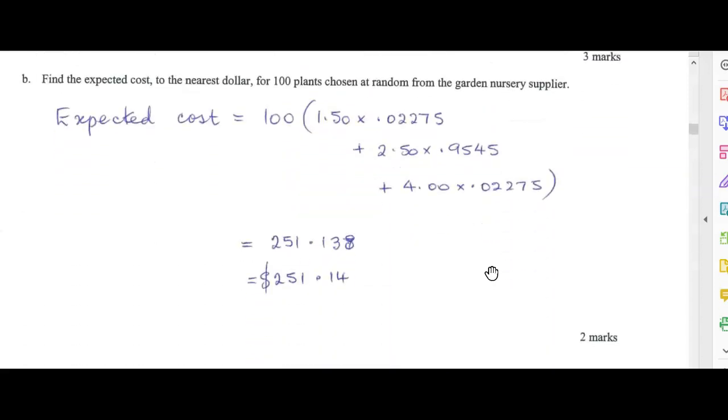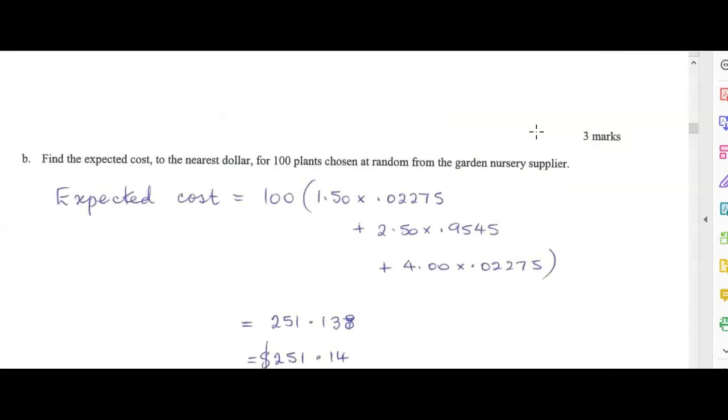All right, question B, find the expected cost to the nearest dollar for 100 plants chosen at random from the garden nursery supplier. All right, so we've got our probabilities here. So for the small, it costs $1.50 times your probability. The medium, $2.50 times your probability, and 4 times your probability.